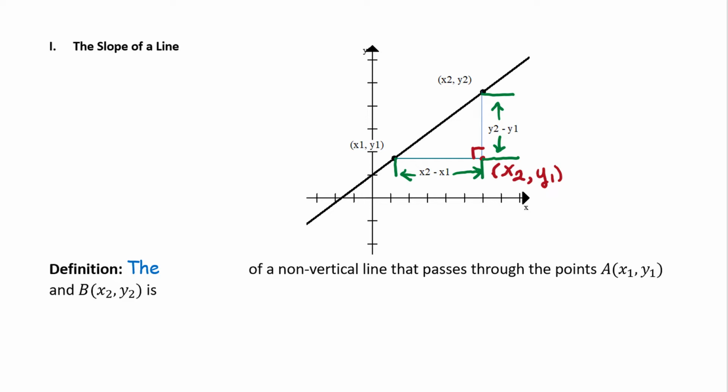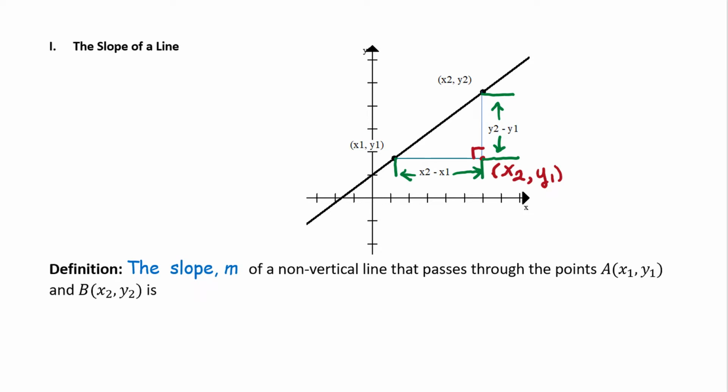To derive the slope formula, we denote the vertical distance from the x2, y2 point of the line to the point x2, y1 as the change in rise, y2 minus y1. Similarly, we denote the horizontal distance from x1, y1 to the point x2, y2 as the change in run of x2 minus x1.